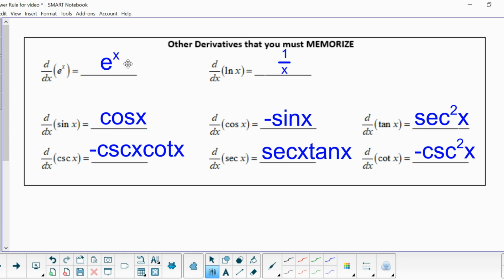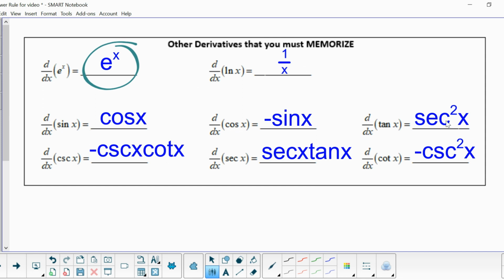This is not a power rule. This is the function e to the x is its own derivative. This is kind of a big deal. Like the fact that this function has itself as its derivative, that actually doesn't happen anywhere else. So that's kind of a big thing. And then the derivative of the natural log of x is 1 over x. So those are two that you just are going to kind of want to memorize.